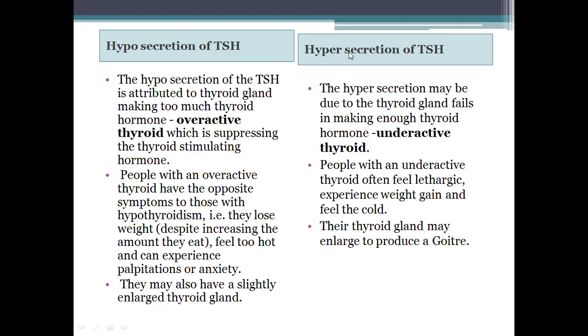Now, under hypersecretion of TSH, it indicates that the thyroid is not functioning properly. It is not secreting the thyroid hormones sufficiently. So this is known as underactive thyroid. A person with this condition may feel lethargic and experience weight gain. There is a lot of weight gain, and they may feel cold. The thyroid gland may enlarge and produce a goiter due to accumulation of iodine.